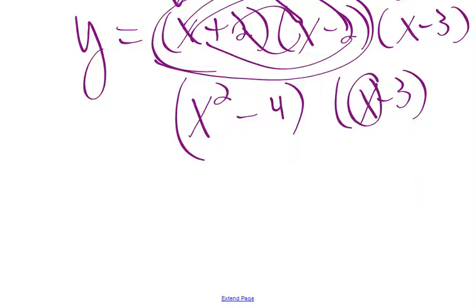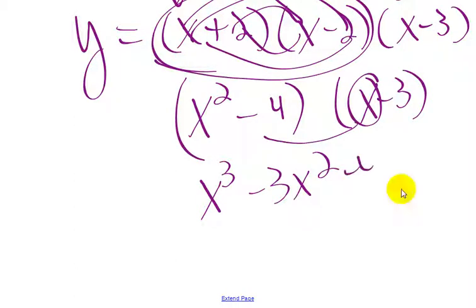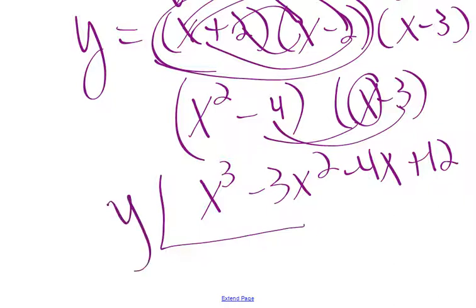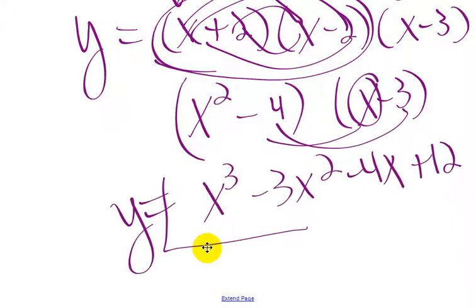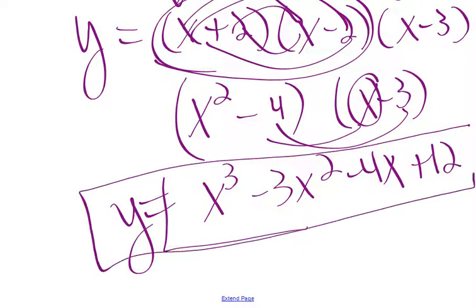So I'm going to multiply x squared times x, that's x cubed. Outside is -3x squared. Inside is -4x. And last is a positive 12. So there's y equals, excuse me. And that's not going to work. So this is our answer.